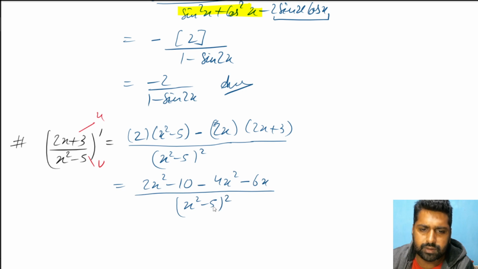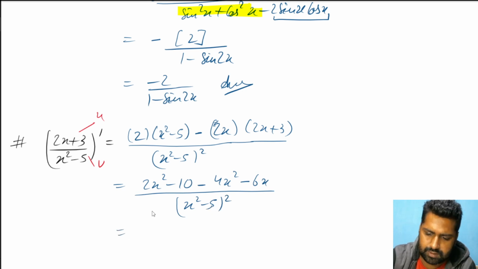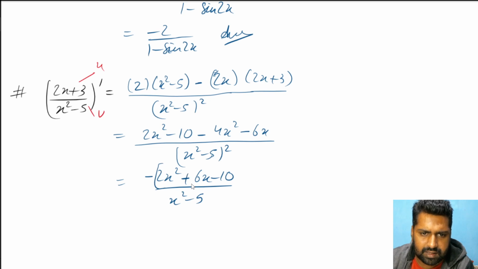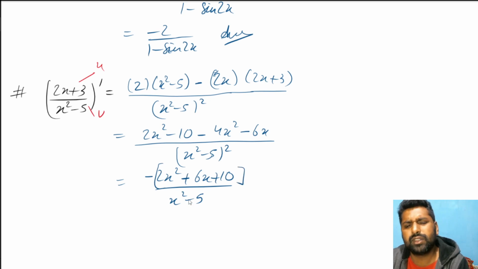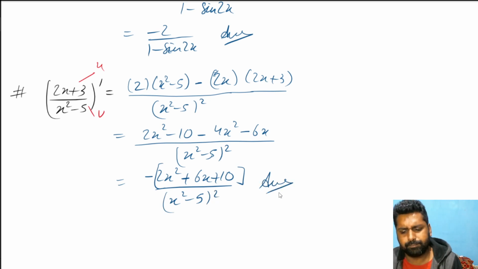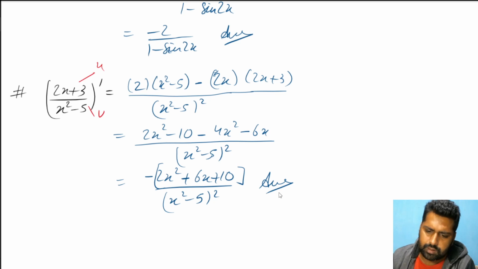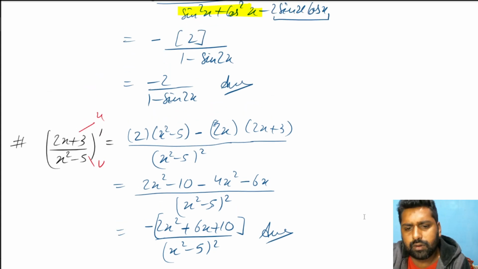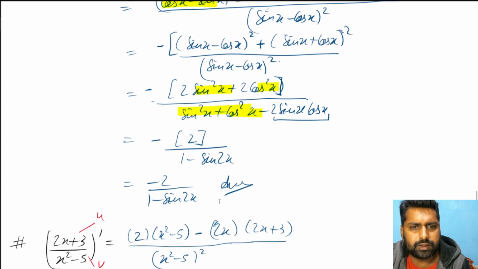There is no point in opening the denominator whole square. So this becomes minus 2x square minus 6x minus 10 upon x square minus 5 whole square. If we take negative common, everything becomes plus. Okay, you can take further 2 also common. Pretty much this is the answer. All right, now we have done some basics of u by v also. I think that's more than enough for the introduction.